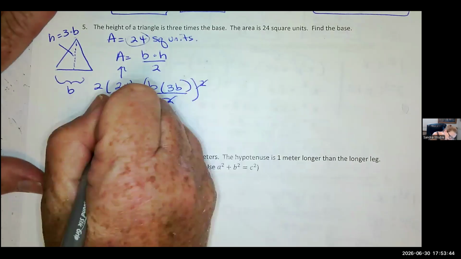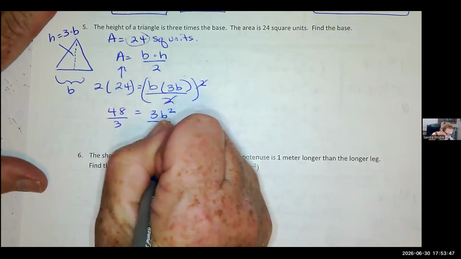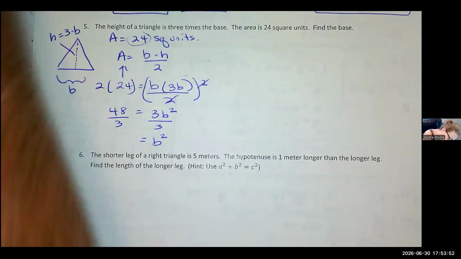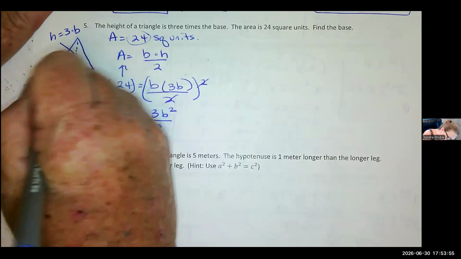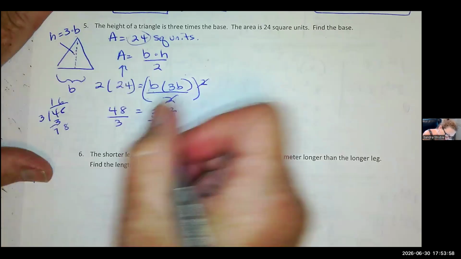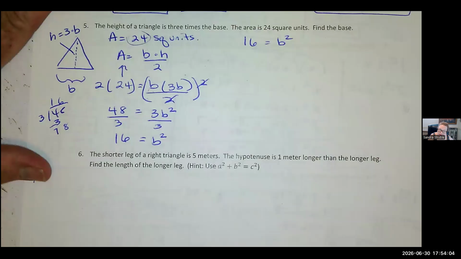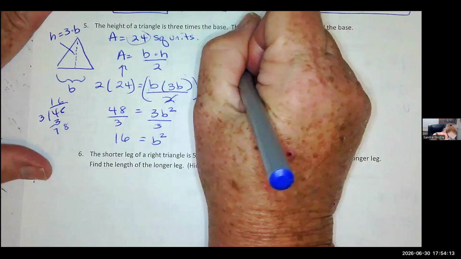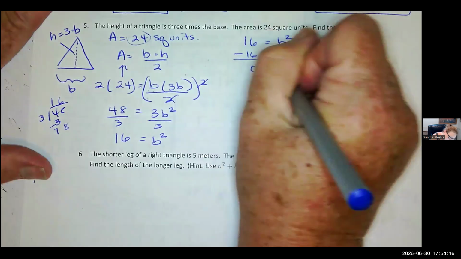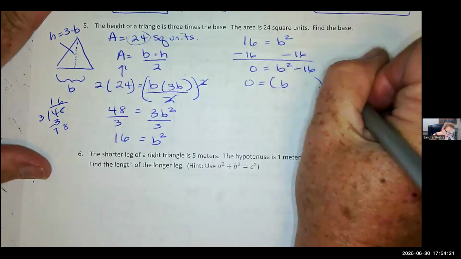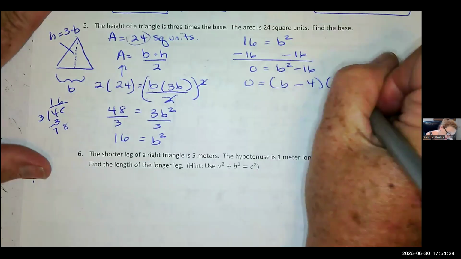So B squared is equal to 48 divided by 3 is 16. All right, we'll rewrite that up here. My B squared is already positive, and I want to keep it positive. So I need to bring my 16 over to the other side to set this equal to 0. Now, this is the difference of two squares. And I just need a negative and a positive. Set each of these binomials equal to 0.